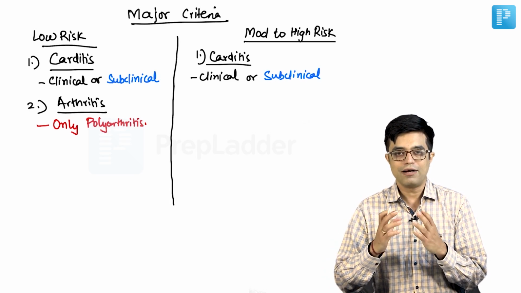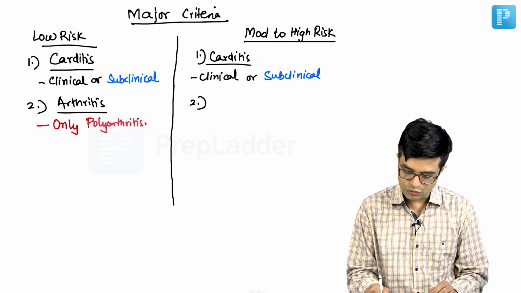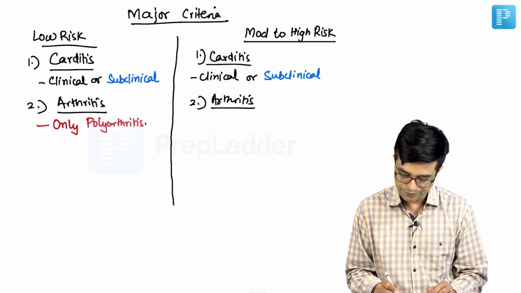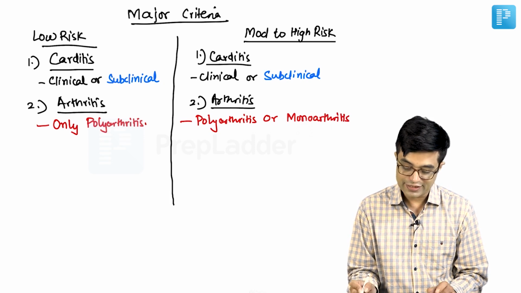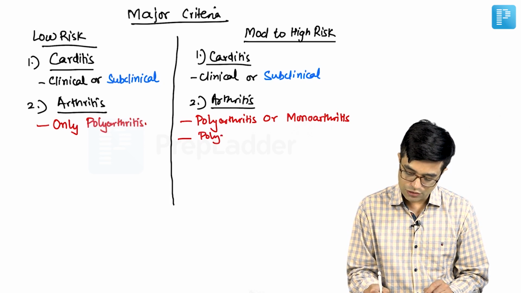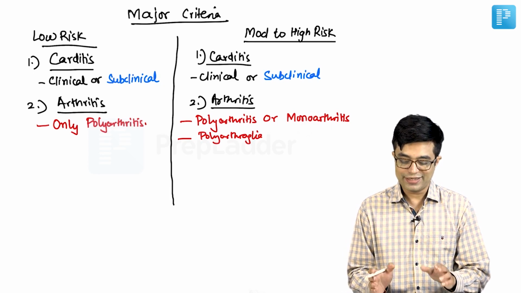Whereas in patients of moderate to high risk, arthritis as a major criteria includes either polyarthritis or monoarthritis. Even a single joint involved is taken to be a major criteria, or polyarthralgia also can be included as a major criteria. Since it is different across the two populations, I am writing them with a red colored pen.